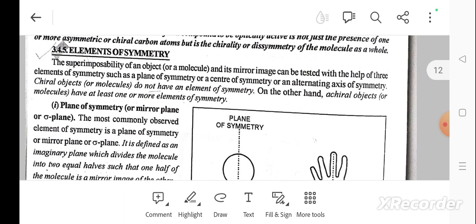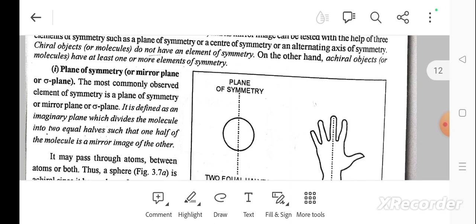Element of symmetry. The superimposability of an object and its mirror image can be tested with the help of three elements of symmetry, such as plane of symmetry, center of symmetry, or alternating axis of symmetry. Any object should have at least one or more elements of symmetry.